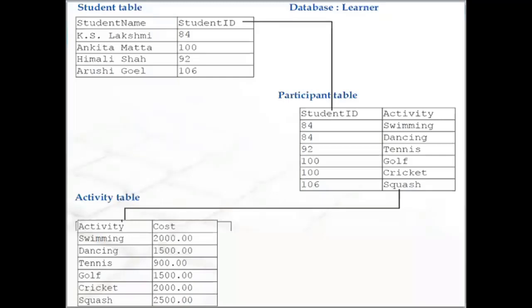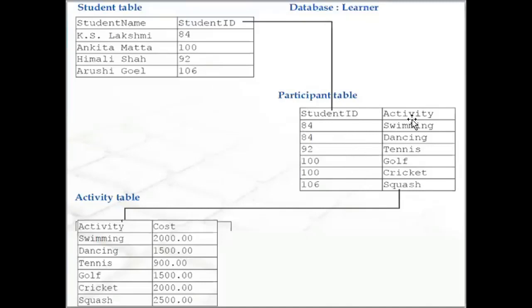Now let's see an example of relational database and how they are connected through a column. Here you have three tables. One is the student table, second one is participant table, and third one is activity table. And all these three tables are a part of the database called learner. Now you can examine the student table. It is having two columns. One is student name and student ID. Likewise, in participant table, you have student ID, which is common to student table and participant table.